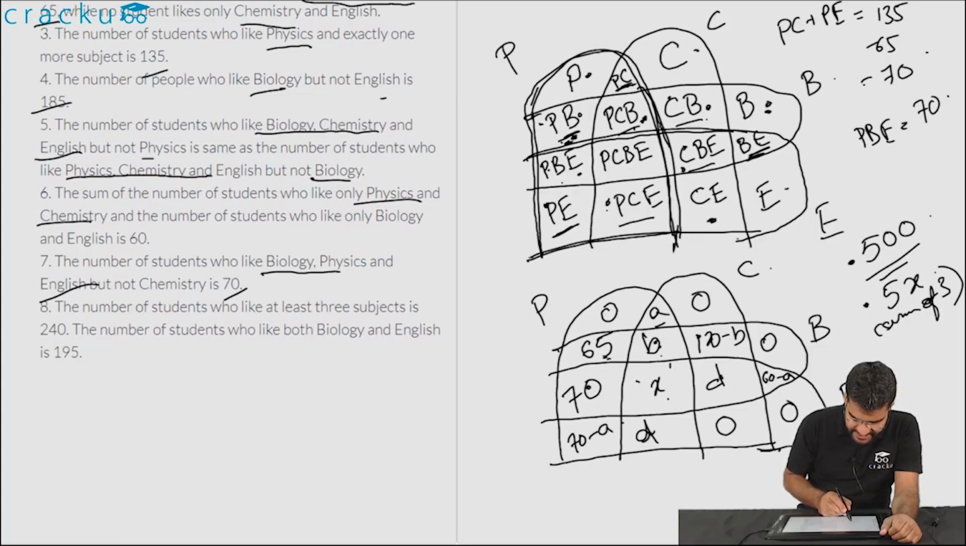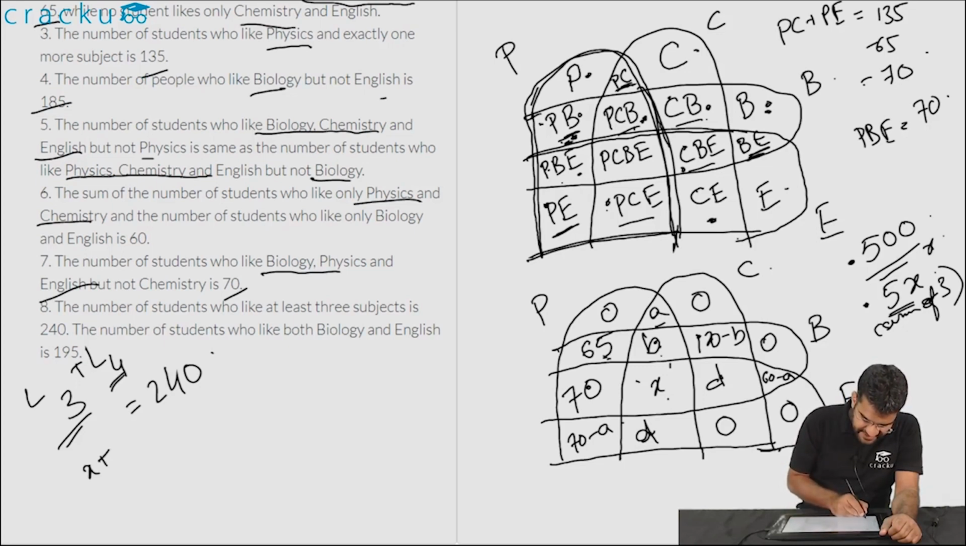The number of students who like at least 3 subjects is 240. The number of students who like at least 3 subjects means the number of students who like 3 subjects exactly plus the number of students who like 4 subjects exactly is equal to 240. But we know that the number of students who like 3 subjects is equal to 5x and the number of students who like 4 subjects is equal to x. So x plus 5x is equal to 240, or 6x is equal to 240, or x is equal to 40 and 5x is equal to 200.